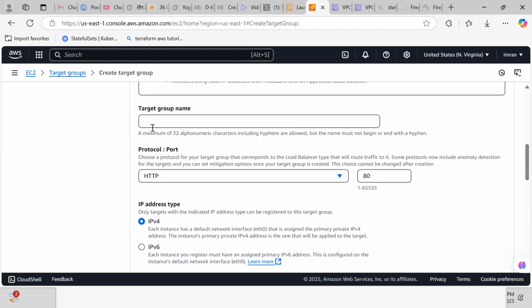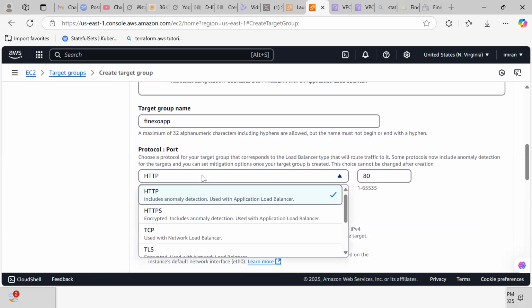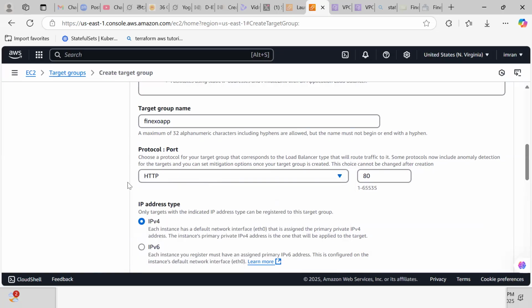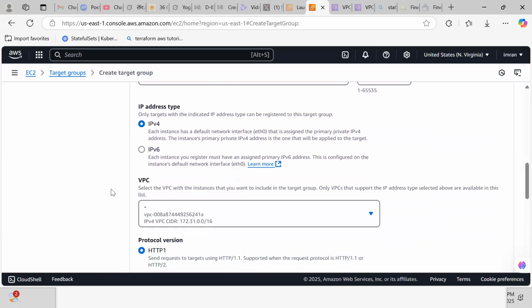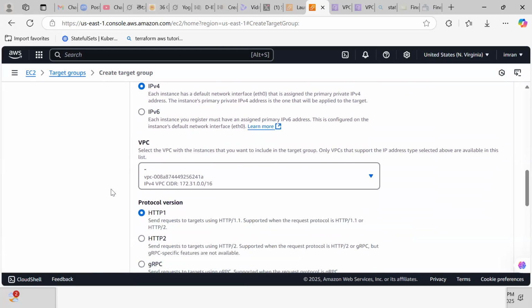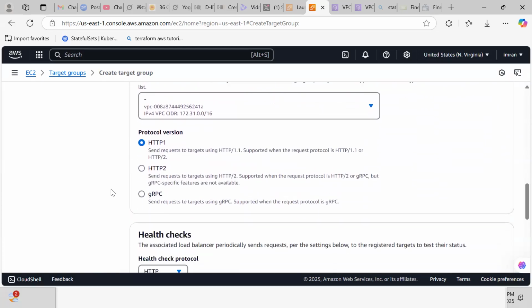Okay, and the target group name, I'll give Finexo target or Finexo app, and the protocol I'm using, HTTP or TCP, all that depends upon your application. You can choose. If I use HTTP, definitely I need to use my application load balancer; for TCP I need to use a network load balancer. And the IP address and which VPC you want, all those we are also going to choose.